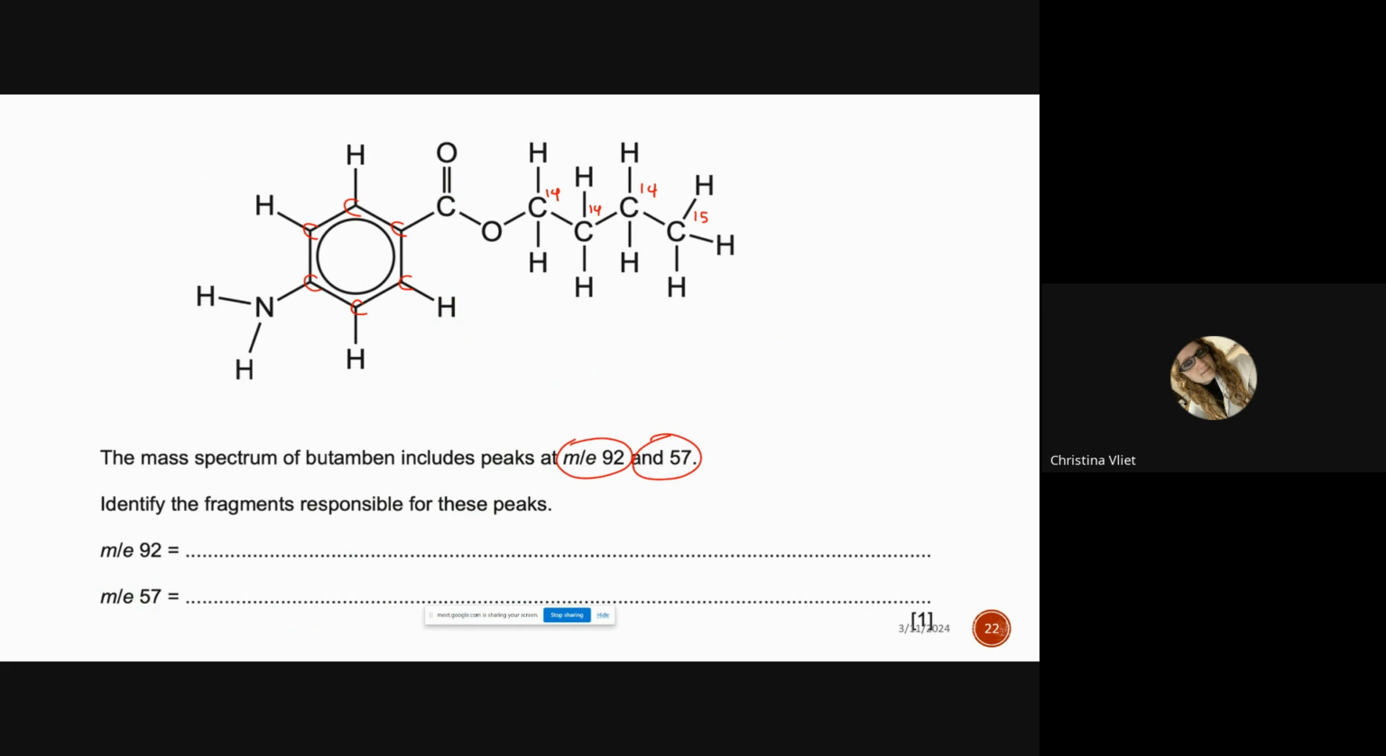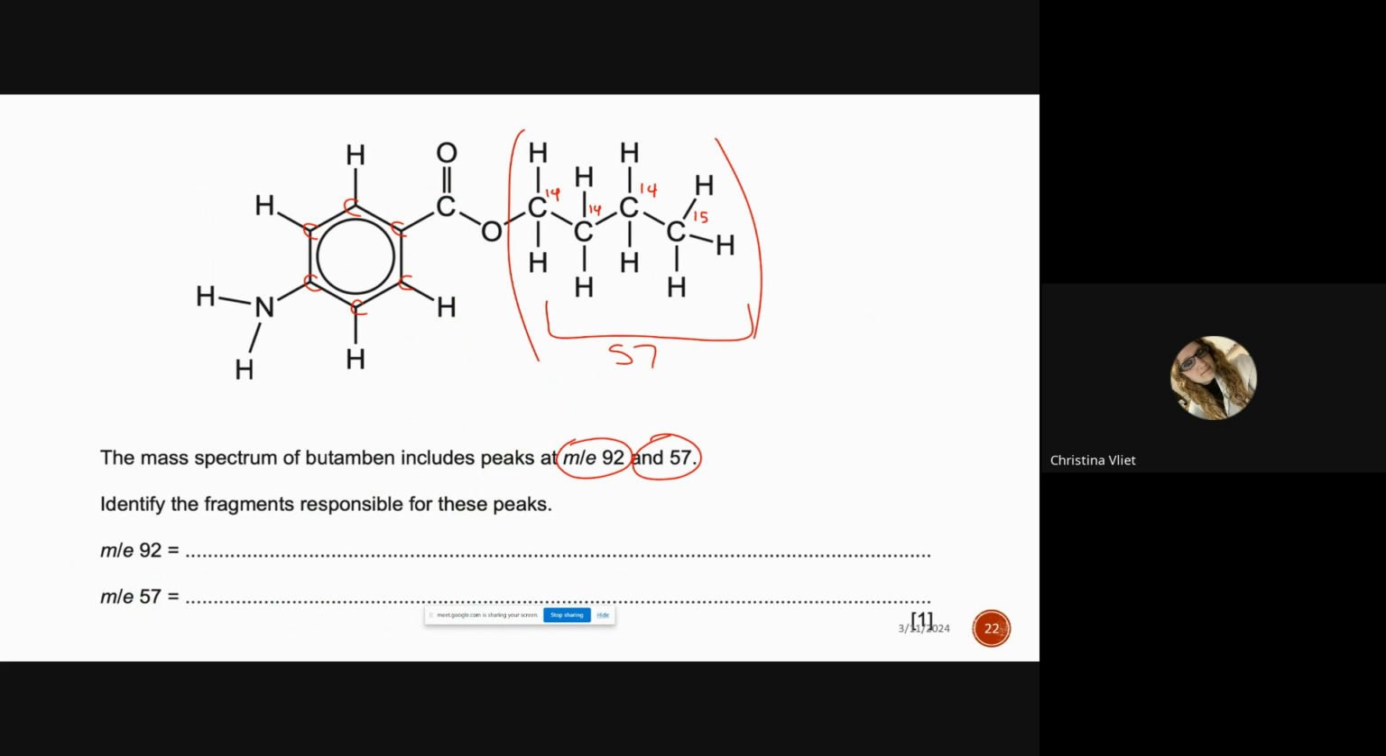What is 15 plus 14 plus 14 plus 14? 57. It's 57. So the one that's responsible for 57 must be this part of the molecule. Does that kind of make sense? So you basically cut this off.